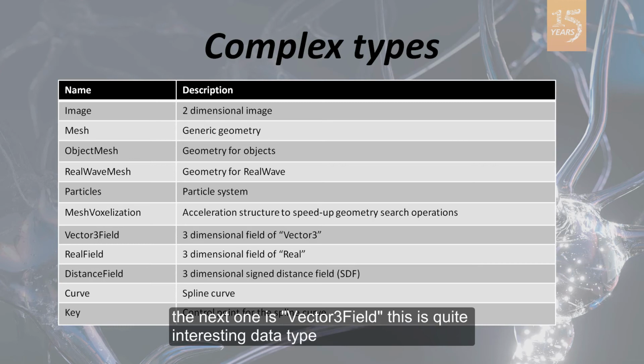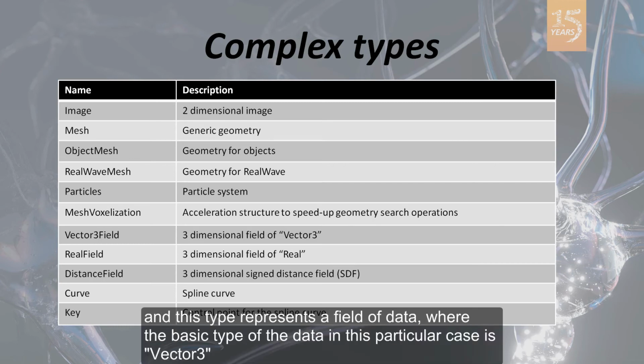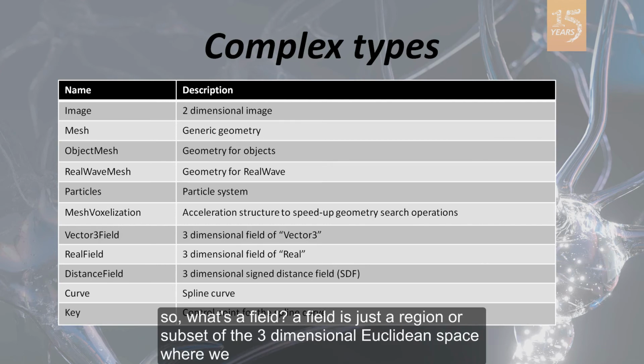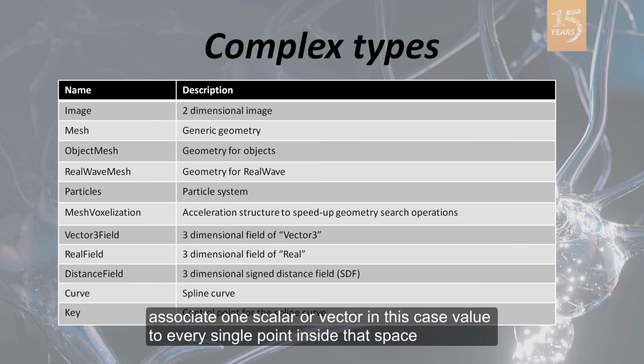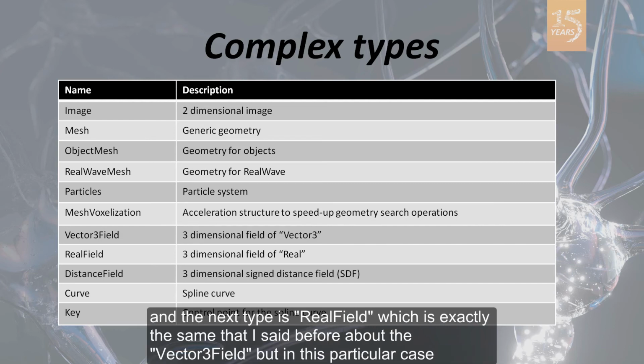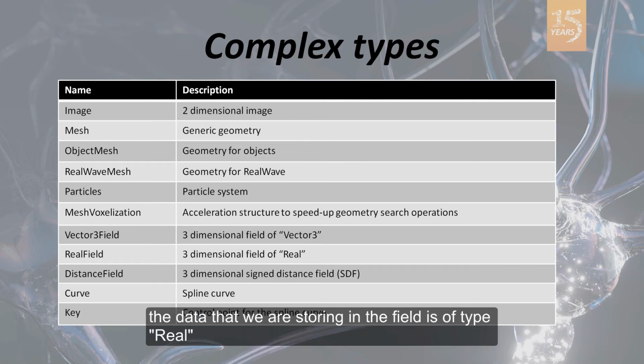This is quite an interesting data type, and this type represents a field of data where the basic type of the data in this particular case is vector 3. So what's a field? A field is just a region or subset of the three-dimensional Euclidean space where we associate one scalar or vector, in this case, value to every single point inside that space. And the next type is real field, which is exactly the same that I said before about the vector 3, but in this particular case the data that we are storing in the field is of type real.